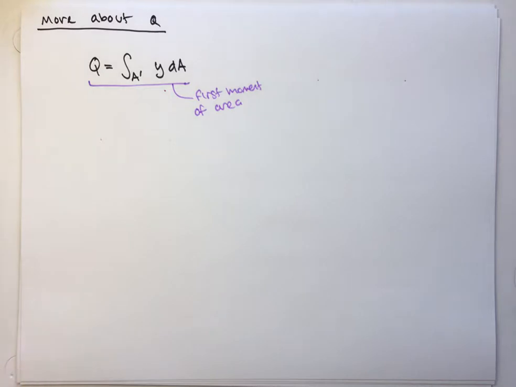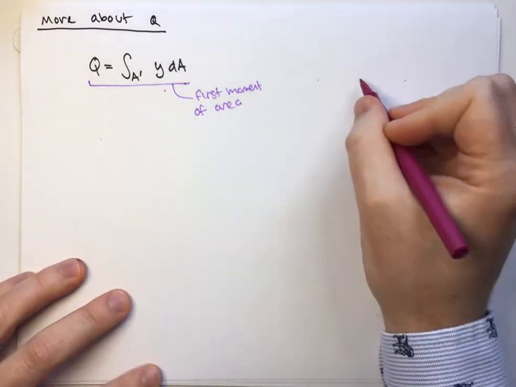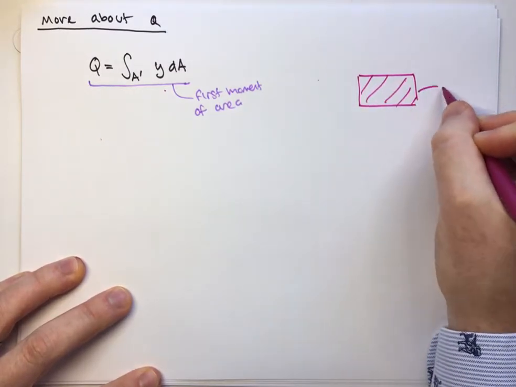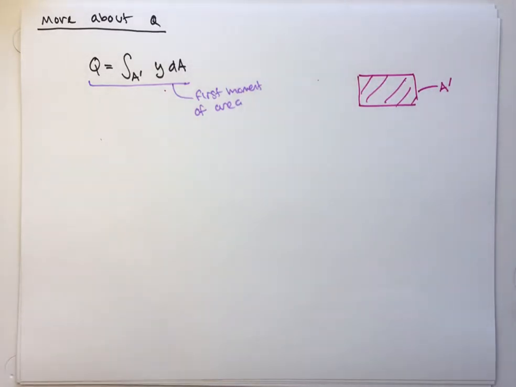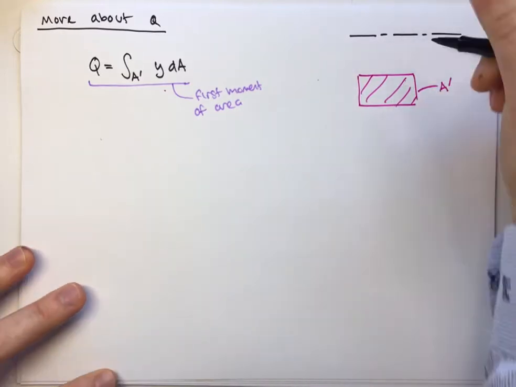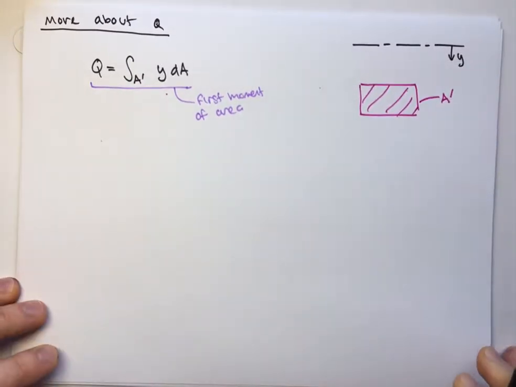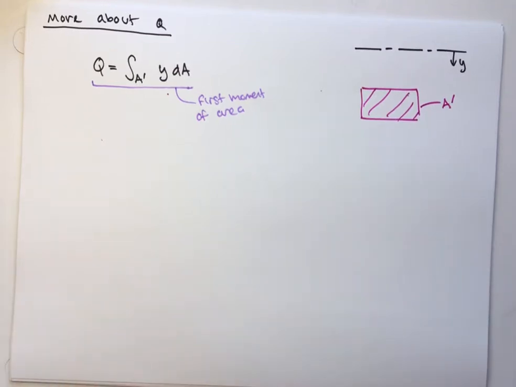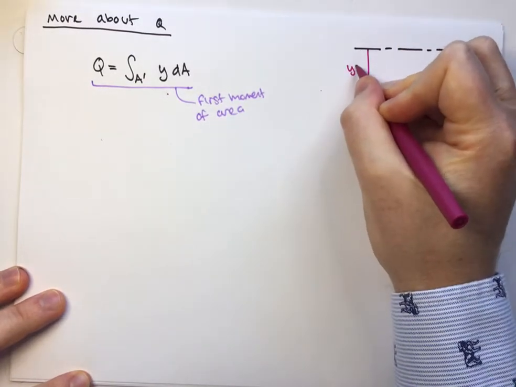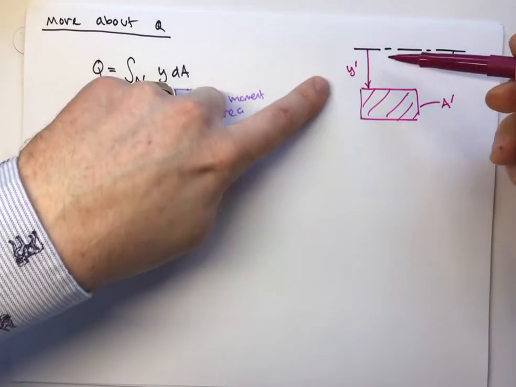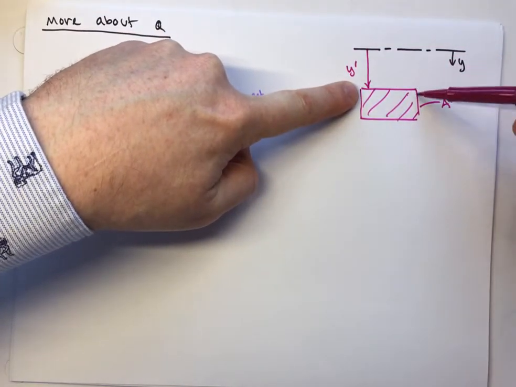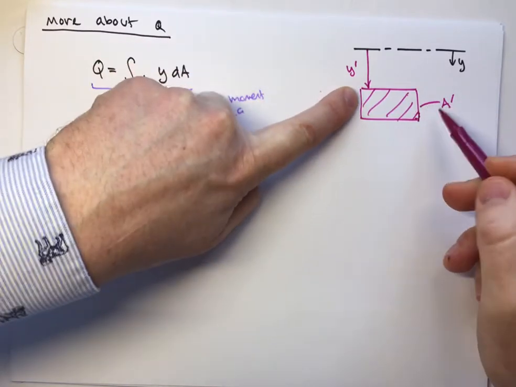And if we draw this in pictures, we had some area which is going to be this, and we said that was A prime, and we said that we had some section centroid, maybe that's up here, and we're measuring y from that centroid, and we said that we might need some location here, y prime, to describe it. So this location y prime is the distance from the centroid to the edge of our area here.